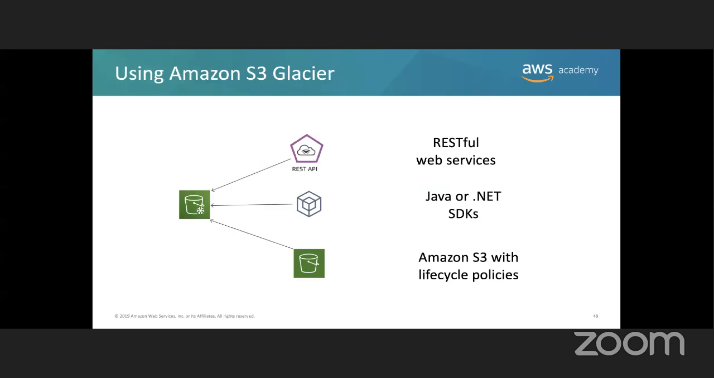Okay. Among those, for Glacier you have here RESTful web services, Java or .NET SDKs, and Amazon S3 with lifecycle policies. To store and access data in S3 Glacier, you can use the AWS console, right? However, only a few operations, such as creating and deleting vaults and creating and managing archive policies, are available in the console. For almost all other operations and interactions with Amazon S3 Glacier, you must use either the Amazon S3 Glacier REST API, the AWS Java or .NET SDKs, or the CLI. Okay. You can also use a lifecycle policy to archive data into Amazon S3 Glacier. Next, we will learn about lifecycle policies. You already know about that, guys.